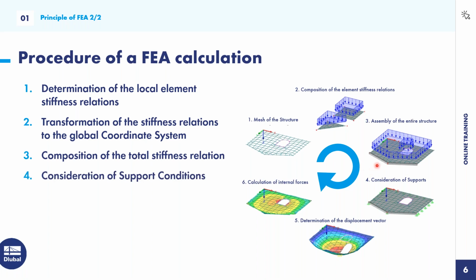Then we also have to consider different supports in order that the structure is stable. So the boundary conditions are very important to define, and normally the boundary conditions are the support conditions. And then, as we said before, the displacement method is the method implemented in the computer programs. So at first we determine the displacement vector, and after that the internal forces like bending moment, shear forces, normal forces, and so on, stresses, strains, and so on.